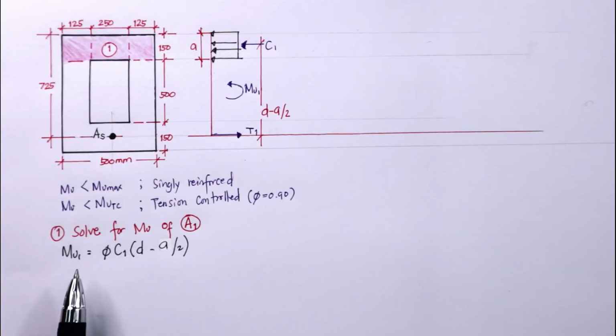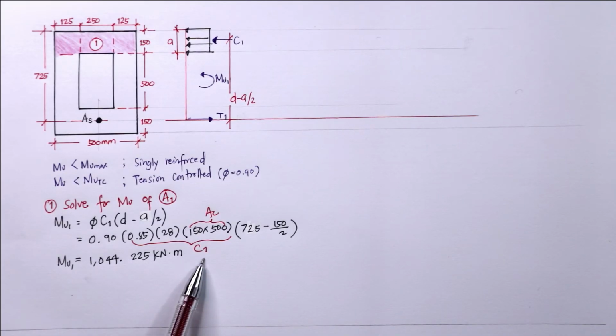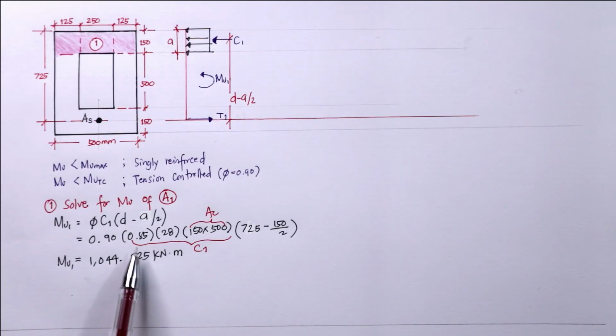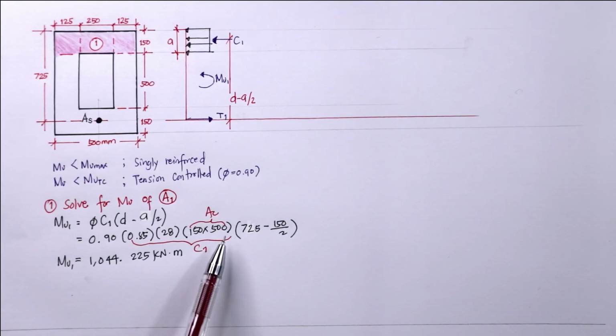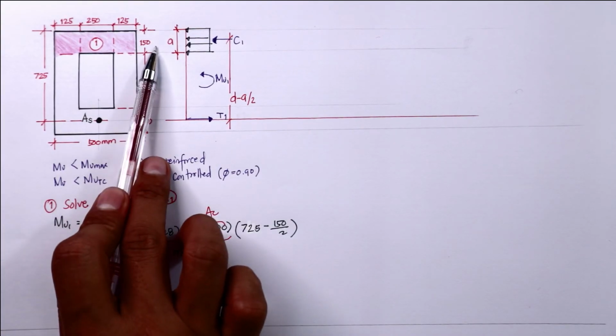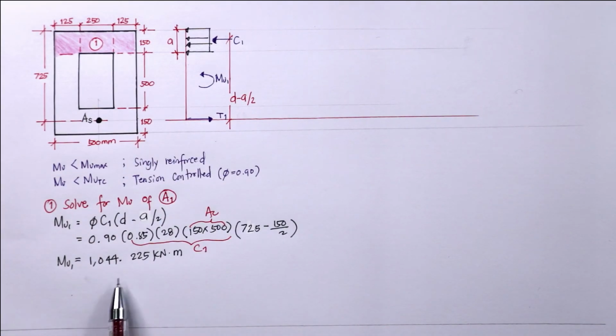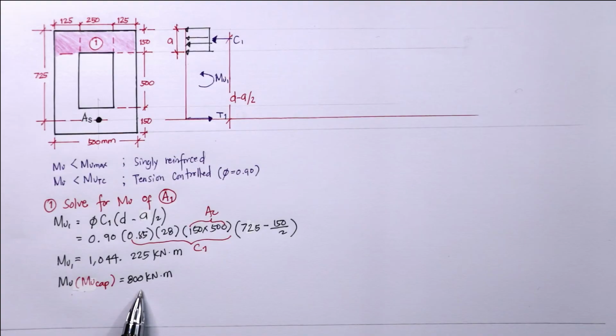Solving for value of MU1 is equal to reduction factor times C1 multiplied by D minus A over 2. MU1 is equal to reduction factor 0.90. C1 is equal to 0.85 F prime C, area ng concrete. 0.85 F prime C, 28. Yung area ng concrete natin, since rectangle siya, 150 multiplied by 500 multiplied by D, 725 minus A, yung A na gagamitin natin is 150 mm over 2. Then, ang makukuha nating value ng MU1 is equal to 1044.225 kN meter. The value of MU is 800 kN meter.